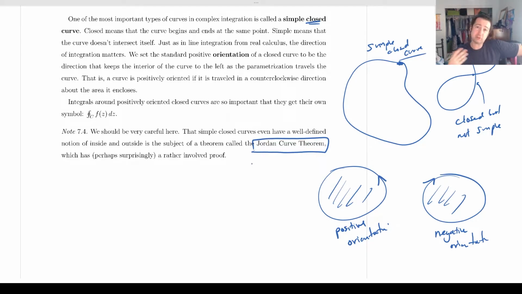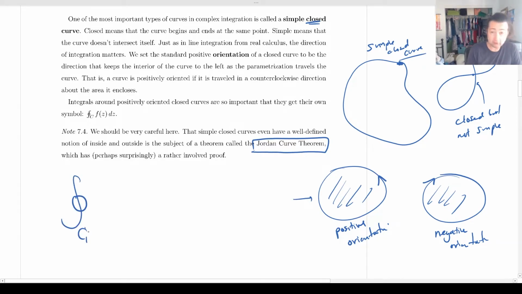We are going to just assume that when we write down an integral around a closed curve, we always mean that we're oriented in the positive direction. So that has a special symbol. Integrating around something like this, we'll use a circle to mean that the contour that we've traveled around is a closed contour.